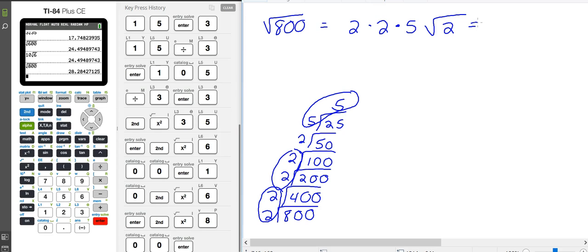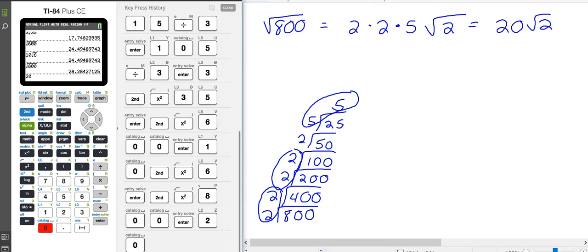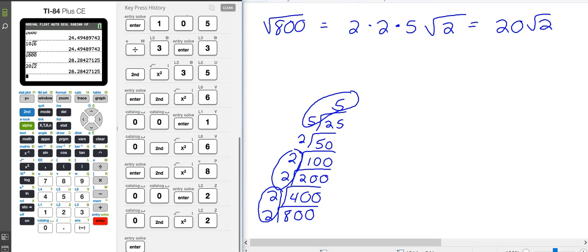2 times 2 times 5: 2 times 2 is 4, 4 times 5 is 20, square root of 2. How do you know if you got it right? We already solved for the square root of 800, so let's just see if 20 square root of 2 is that the same thing? And it is, so the answer is correct.